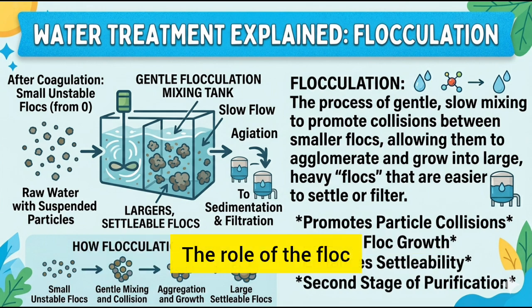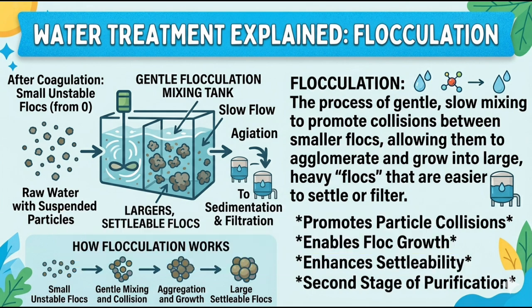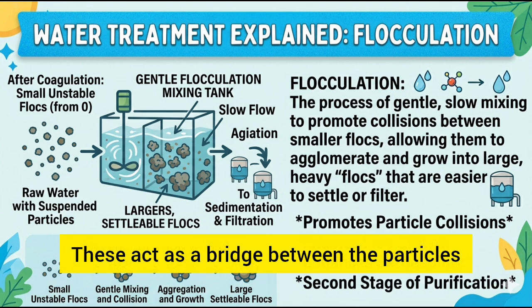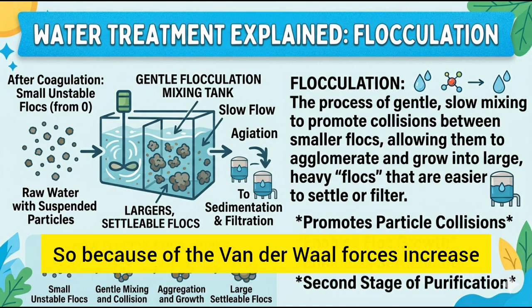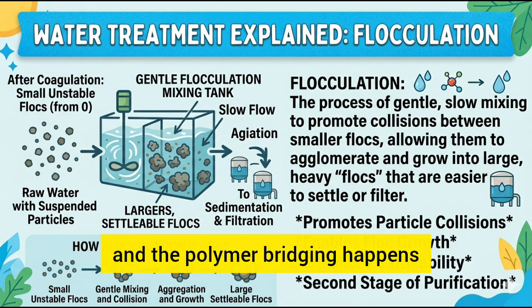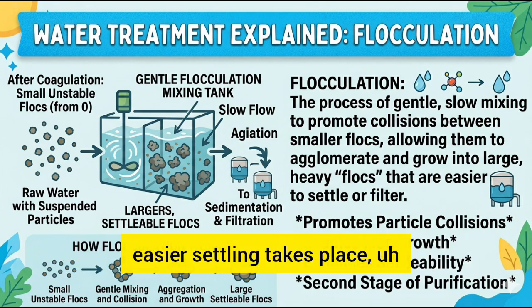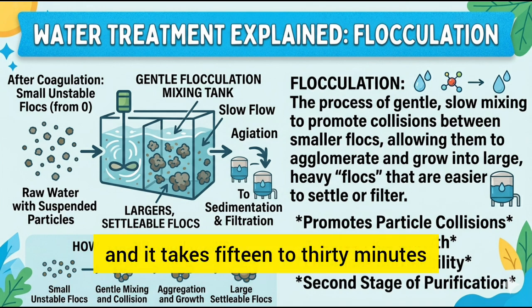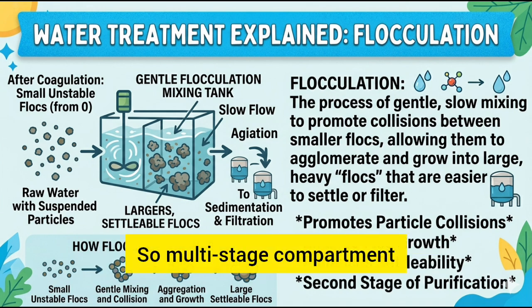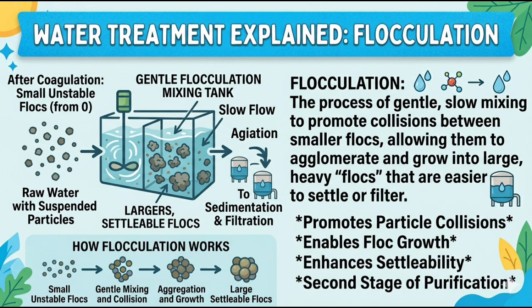The role of the flocculant is that we add polymers like polyacrylamide, PAM. These act as a bridge between the particles. Why are flocks formed? Because the van der Waals forces increase and the polymer bridging happens, and the particle size increases, so easier settling takes place. This happens relatively at a slow RPM, and it takes 15 to 30 minutes. So multi-stage compartments give better flock growth. This is done in a flocculation tank.